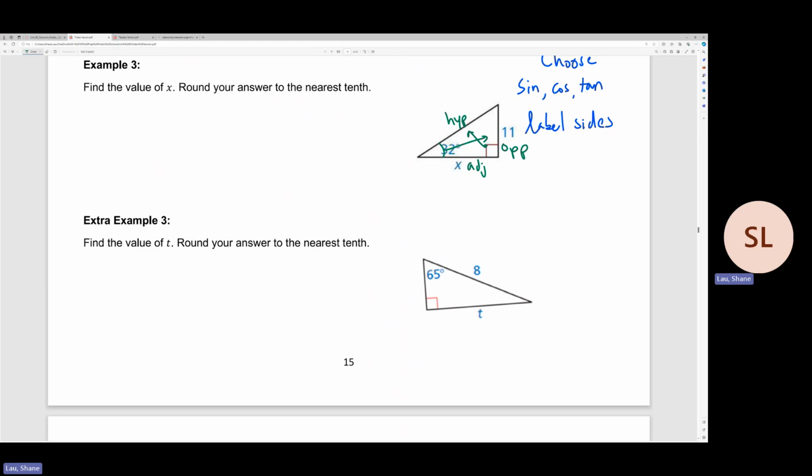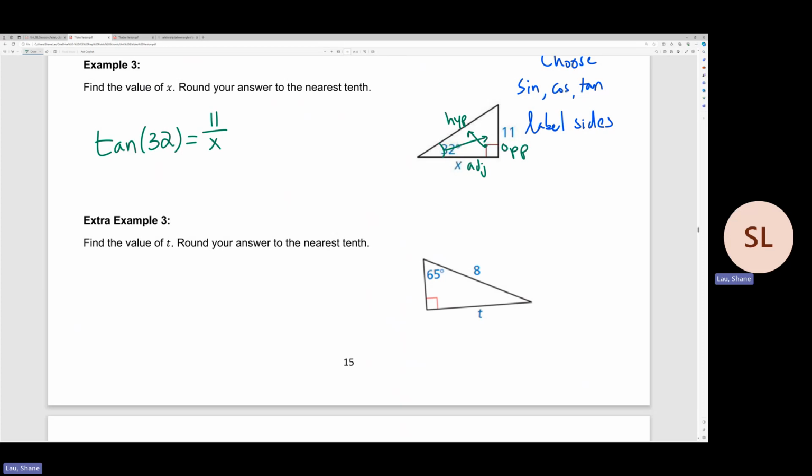So don't make things more complicated by saying, oh, I'm going to find the hypotenuse too. There's no need for it. Okay. But because we have the opposite and we have the adjacent, we're going to find one of the 3 ratios that has opposite and adjacent, which of course is going to be our tangent. So tan of 32 is equal to my opposite, which is 11, over my adjacent, which is x. And now I'm going to solve for x.